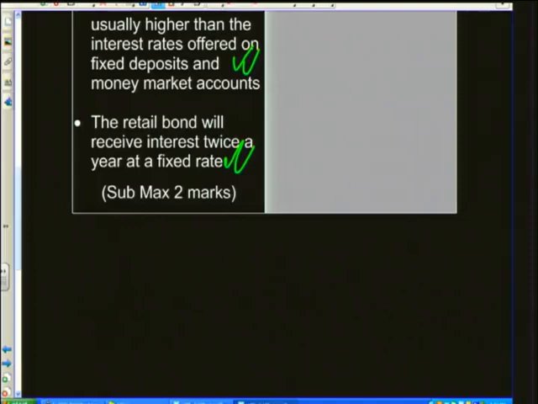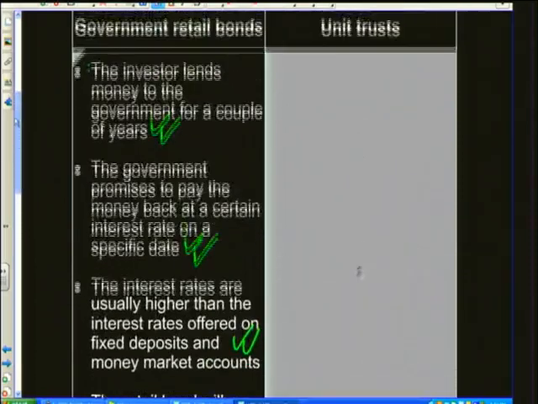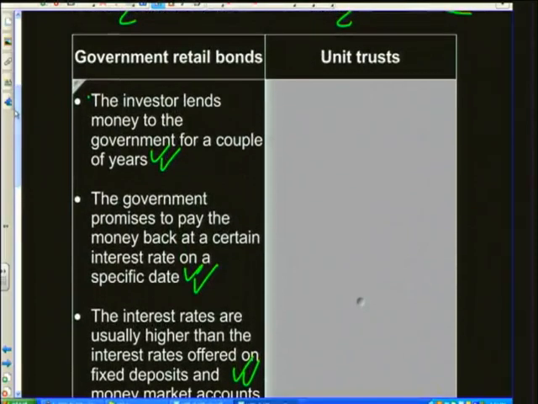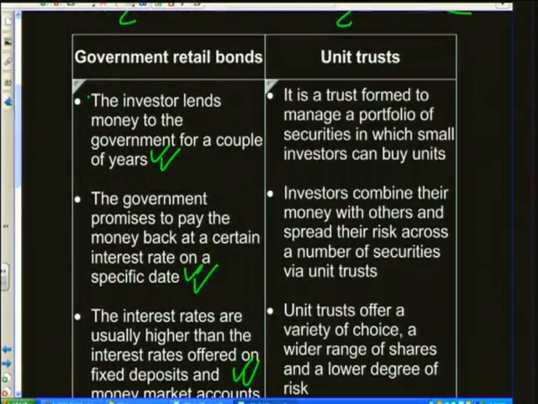Right, so that was for a maximum of 2 marks. You just had to give 1 point, and then you would have got your 2 marks there. Right, so let's have a look at what they say about unit trusts. Okay, so a unit trust is formed to manage a portfolio of securities in which small investors can buy units. 2 marks there.